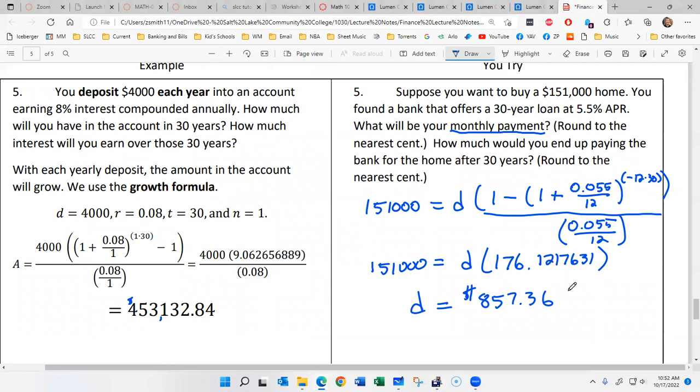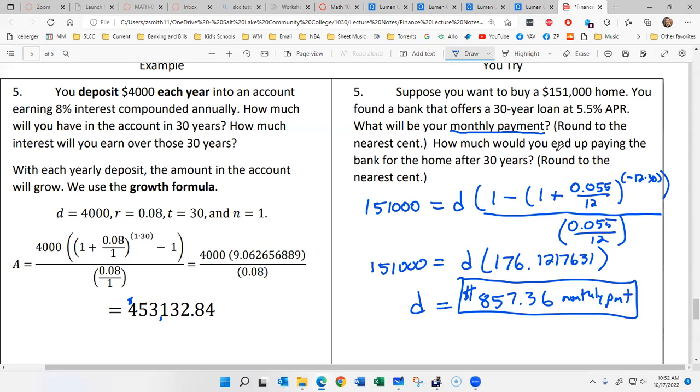Perfect. That's what I got. Excellent. Now, the next question. So let's put a box around this. This is the monthly payment. We could even label it monthly payment. Make sure we get full credit.